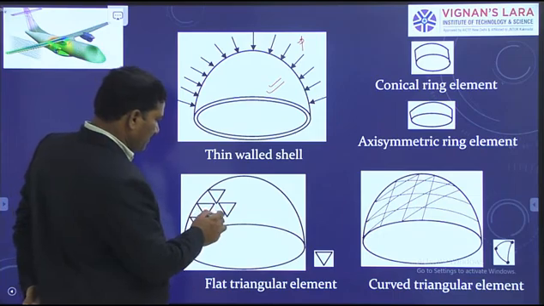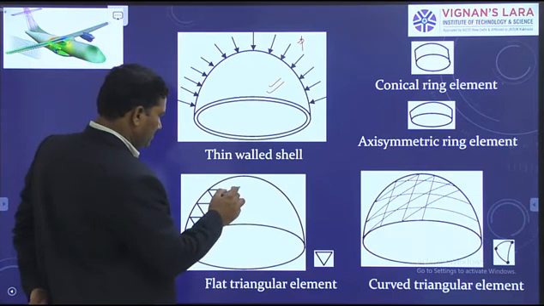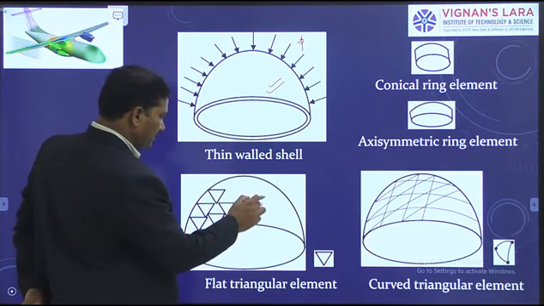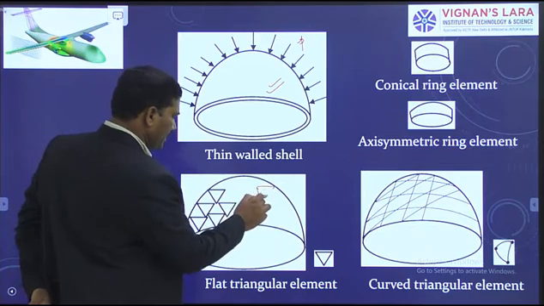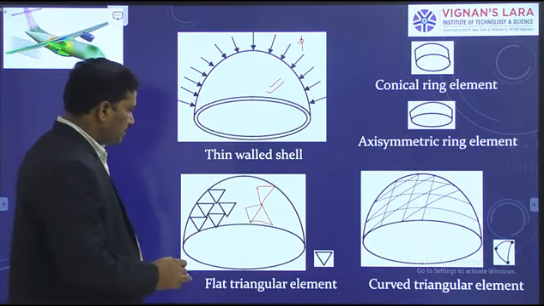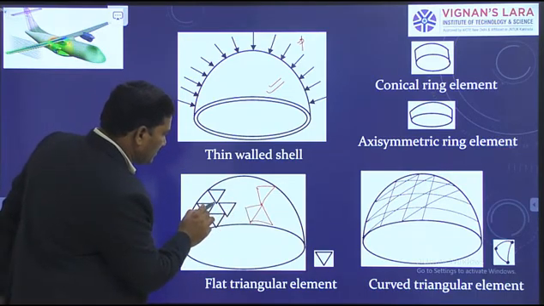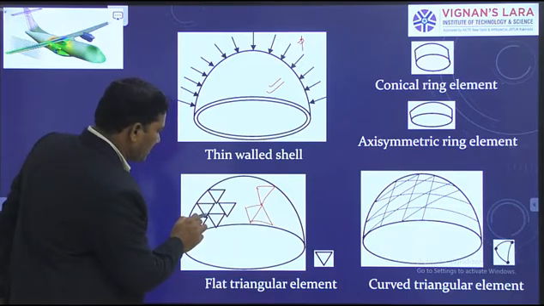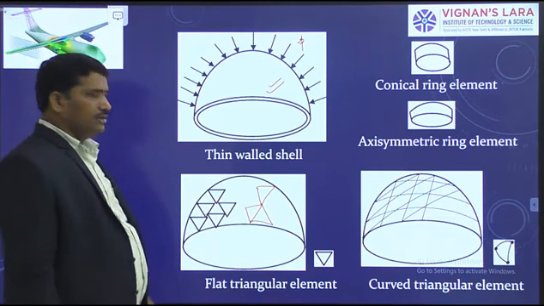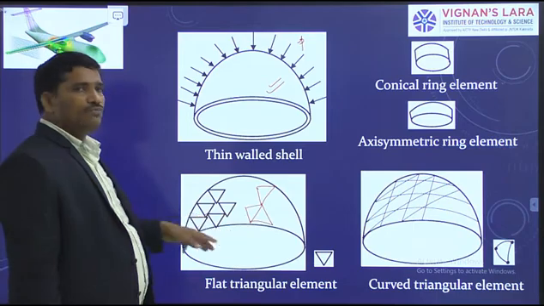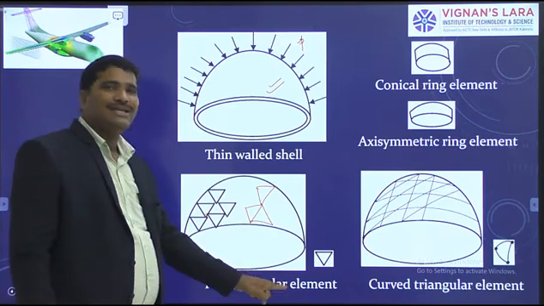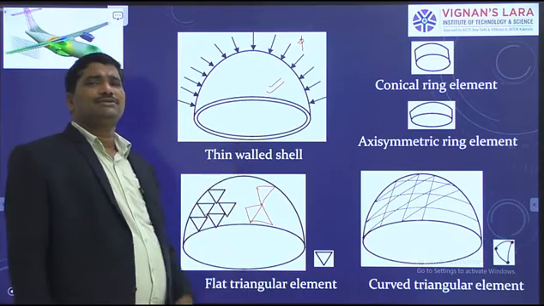See, there is some mistake here. These 2 points must coincide. There is some correction in this figure. Observe carefully. These 2 nodes must coincide. These 3 must coincide. These 3 must coincide. Like this, you can discretize the body of the thin walled shell into subdomains using a flat triangle, a triangle with 3 straight sides.